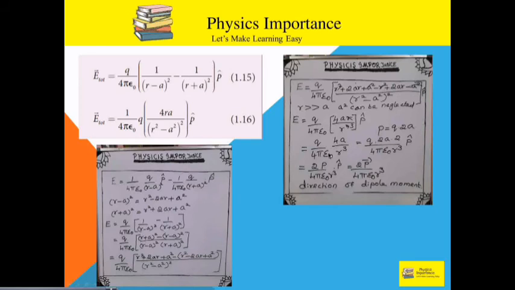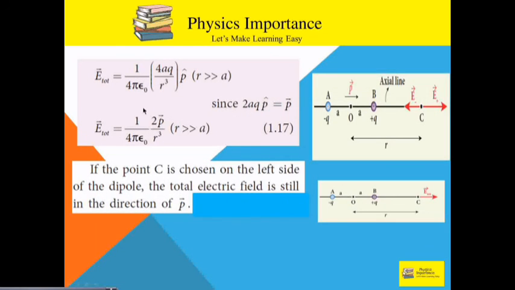Now p into p cap we can write as p vector, that is a vector with direction. Here this cap is denoting the direction. Vector means both magnitude and also direction. So p into p cap is p vector, and finally it is in the direction of the dipole moment. Now see here, in the same equation we have 4aq. It can be written as 2 into 2aq, isn't it? That is 2aq into p cap. Now p cap can be written as p vector.